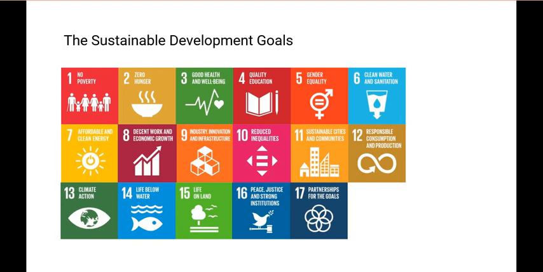The 17th and the last goal is partnerships for the goals. Cross-sectoral partnerships that recognize the crucial links between social and environmental issues are key to a better future. COVID-19 has presented unprecedented challenges, reversing decades of development and causing a deep global recession. India is crucial in determining the success of SDGs globally.